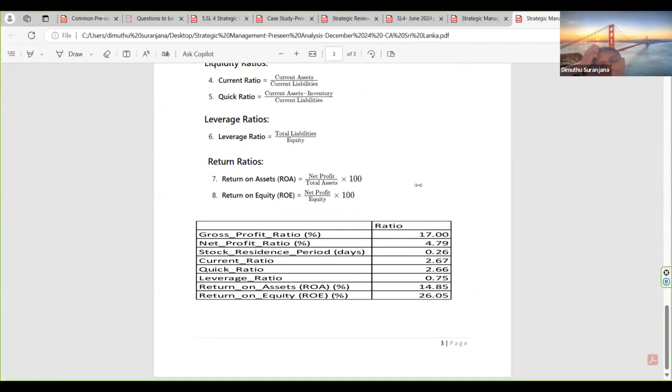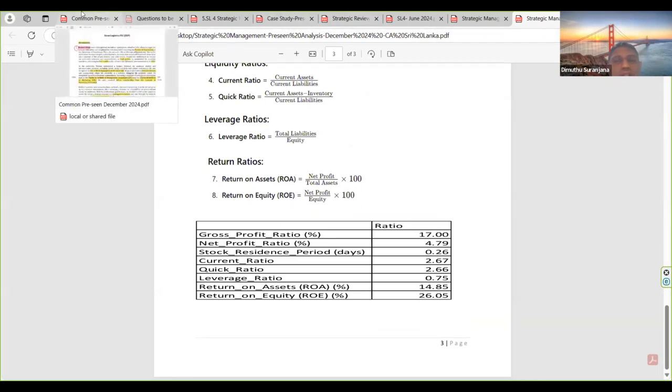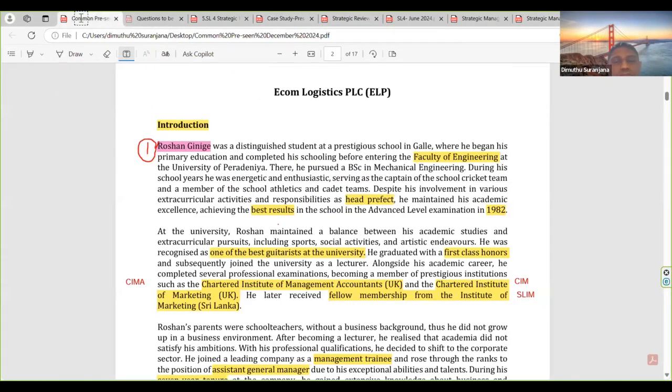So you identify the key tools, the key models I have mentioned here. Nothing to worry about. Then try to connect those with the given phrasing. That is what is recommended. So we'll try to connect a few theories.